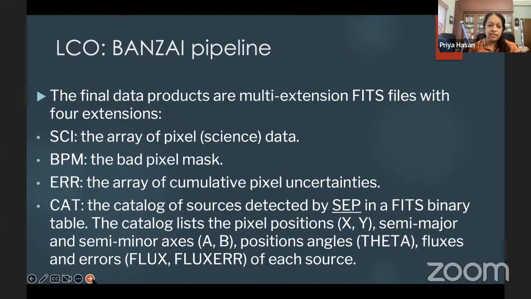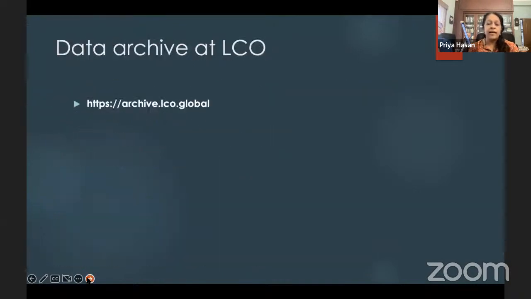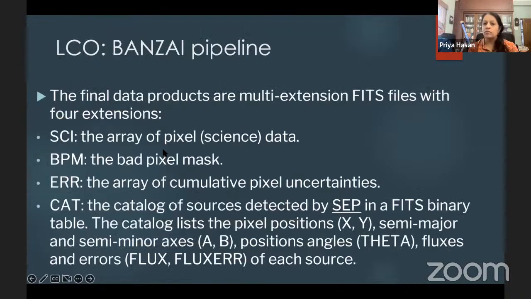So this is just a repeat of the same thing. Then I can show you the data archive at LCO. Data archive, then I show how to read through the data.